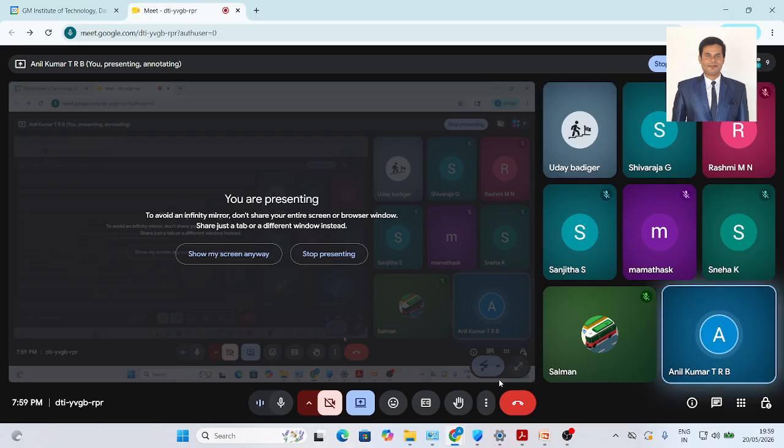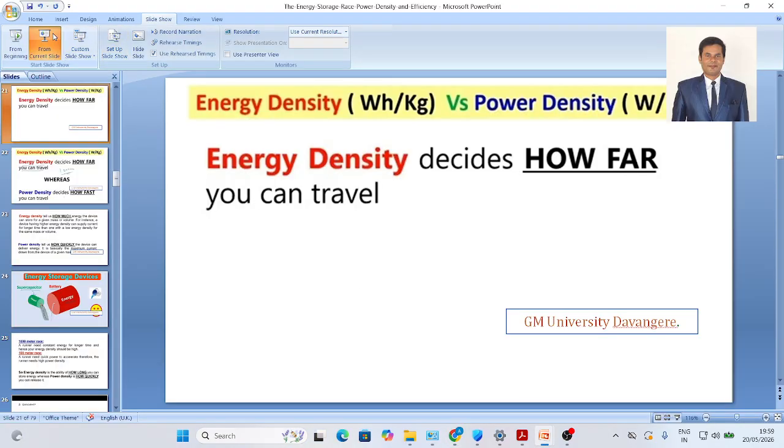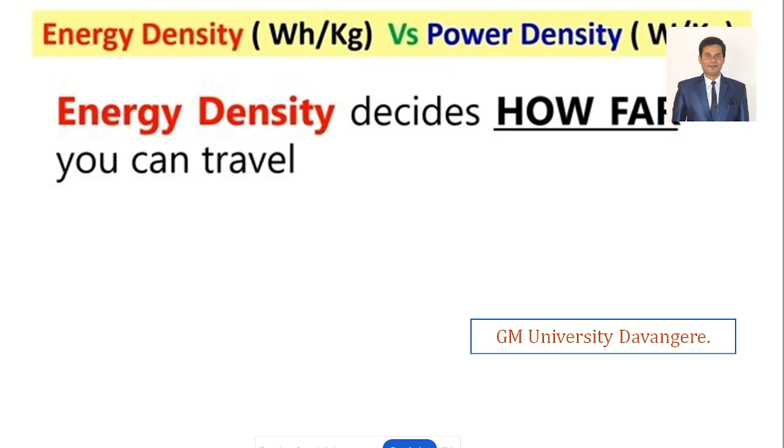Yeah, exactly. I'm giving one more example to make the concept very clear, and you will understand it better. As I'm discussing, energy density decides how far you can travel, 5 kilometers or 10 kilometers. But you require the energy. If you don't have energy in your body, you cannot travel. You can walk very slowly or very fast for 10 kilometers, but how much energy is there in your body matters a lot.